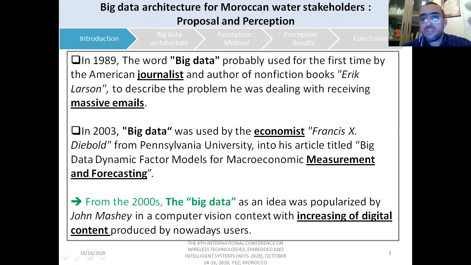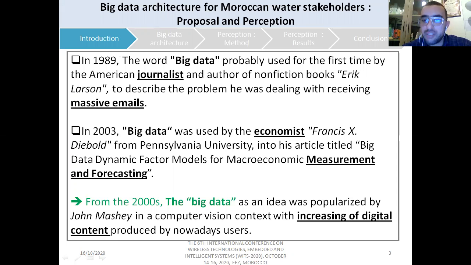The word big data probably appeared in the 1990s, used for the first time in 1989 by the American journalist and author of non-fiction books, Eric Larson, to describe the problem he was dealing with: receiving massive emails.